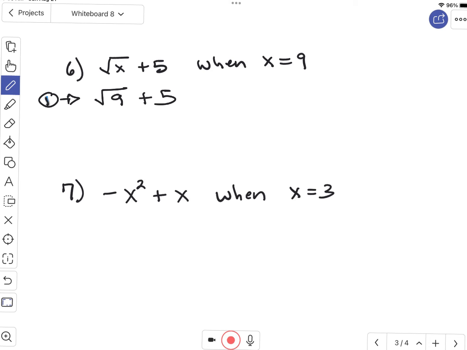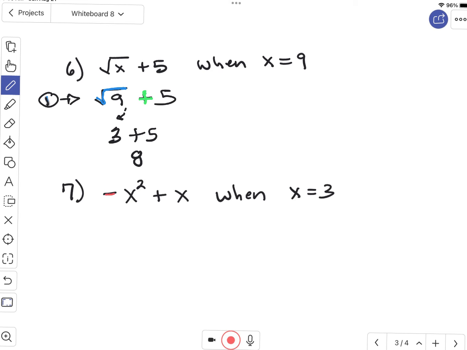And then we do order of operations. We got to do the square root of 9 first, because the plus sign, right? The plus sign is outside the square root. So we have to do the square root of 9 first, and the square root of 9 is 3, then we can add the 5. So that's what your steps should look like. Number 7.